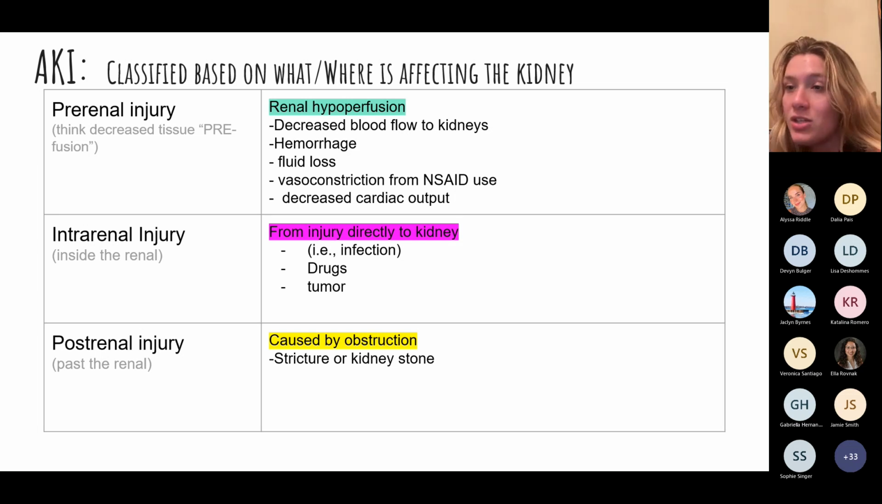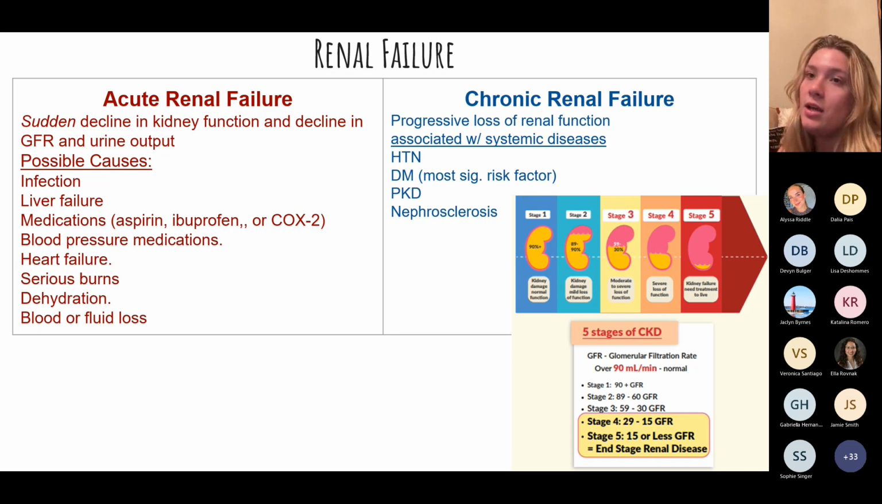When we have intrarenal, this is direct injury to the kidney. Whether you have a kidney infection, drugs that are nephrotoxic, tumor of the kidneys. Heck, if I had blunt force trauma to my kidney, that would be an intrarenal injury. And then finally, post-renal. This is what we talked about, like our obstructions, our kidney stones that end up causing a backflow of urine into the kidney, damaging my kidney. So that's how we classify our kidney injuries.